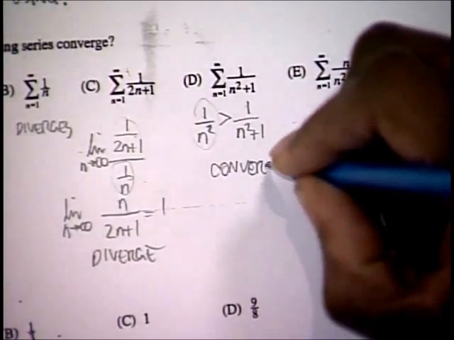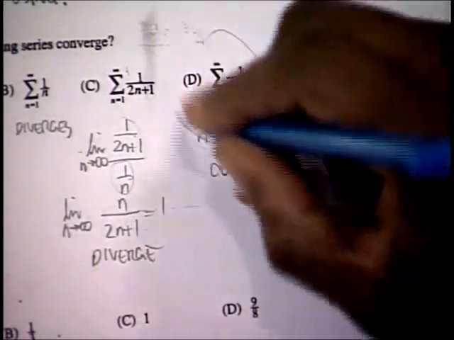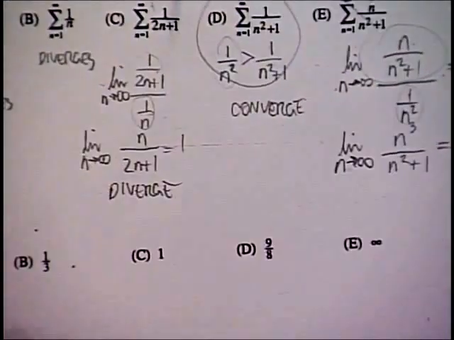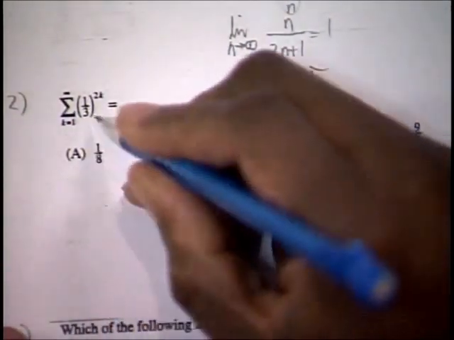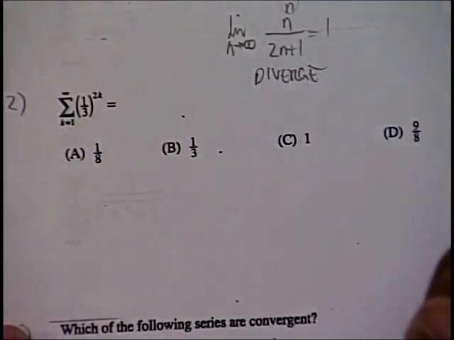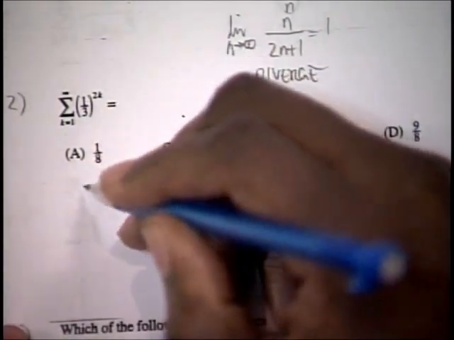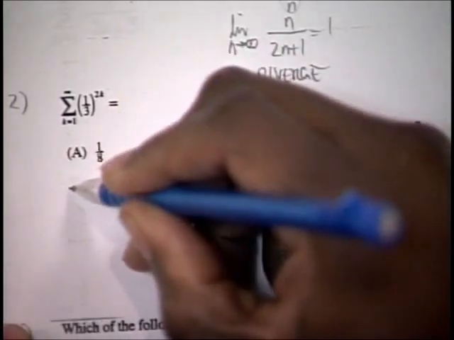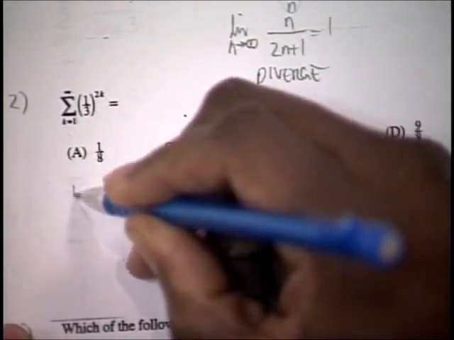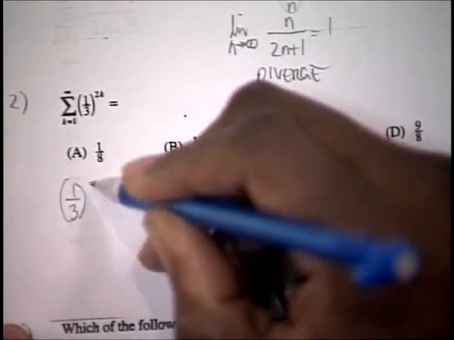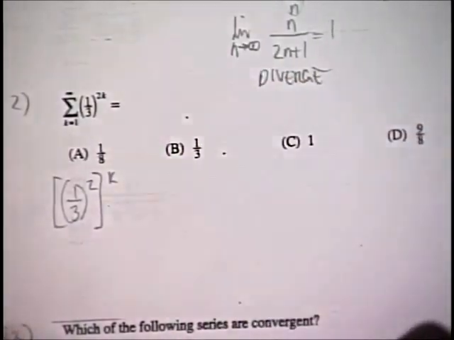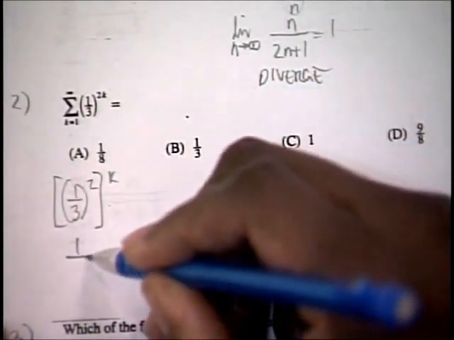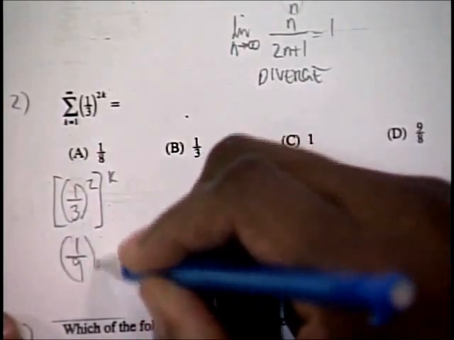Rather than waste time, I'd rather get through as many problems as we can. You've got 1/3 to the 2k power. You have to examine that and see what it resembles. If you look at this very carefully, you have 1/3 squared raised to the k power. 1/3 squared is 1/9, raised to the k power. So this is actually a geometric series.